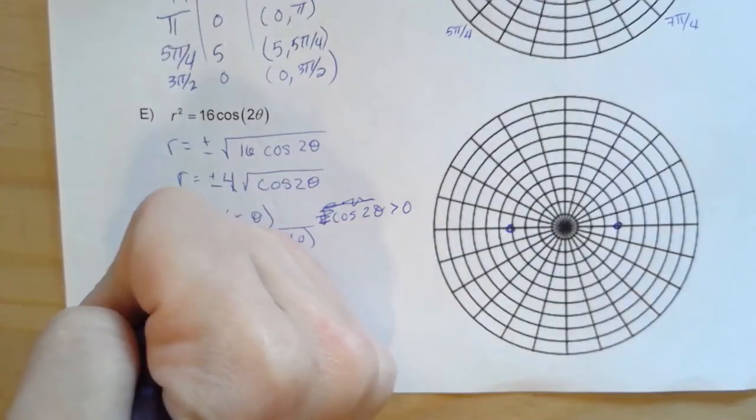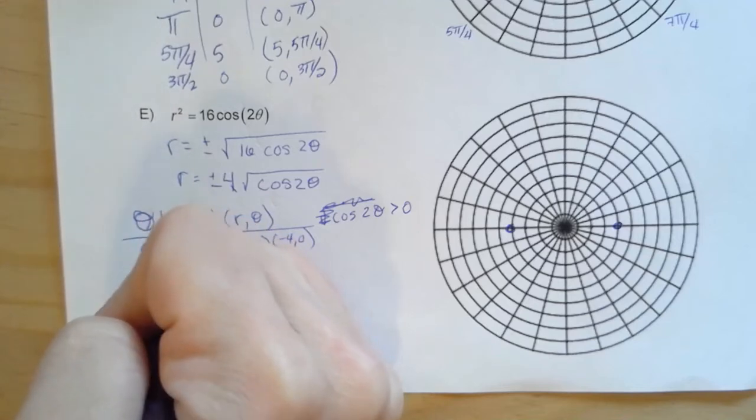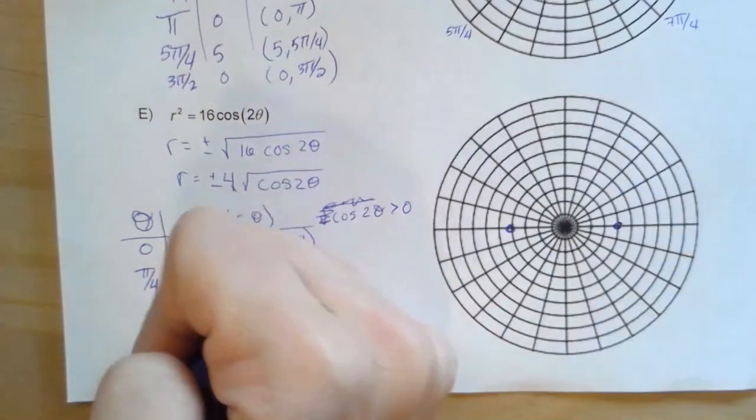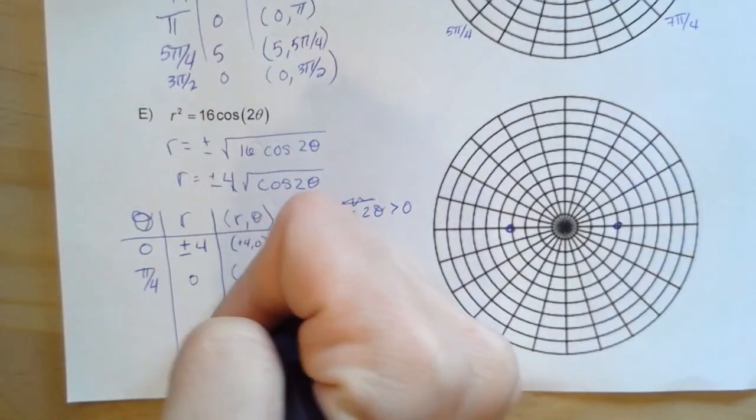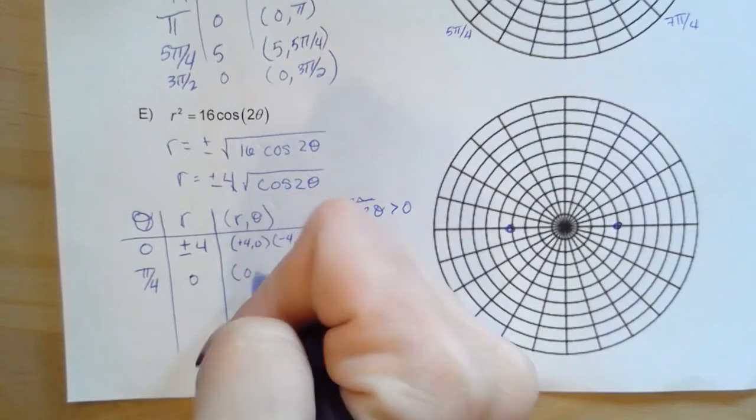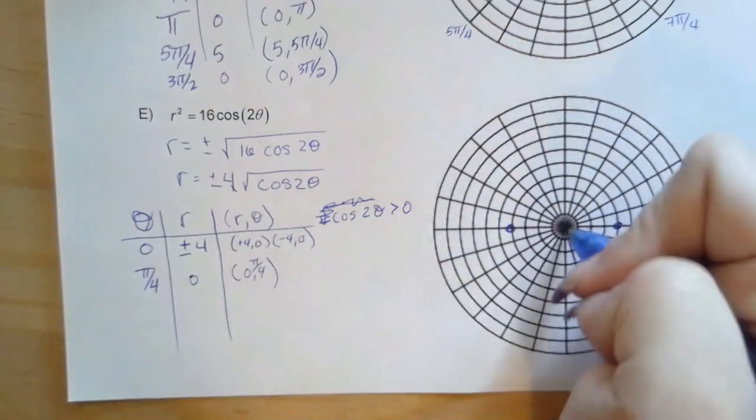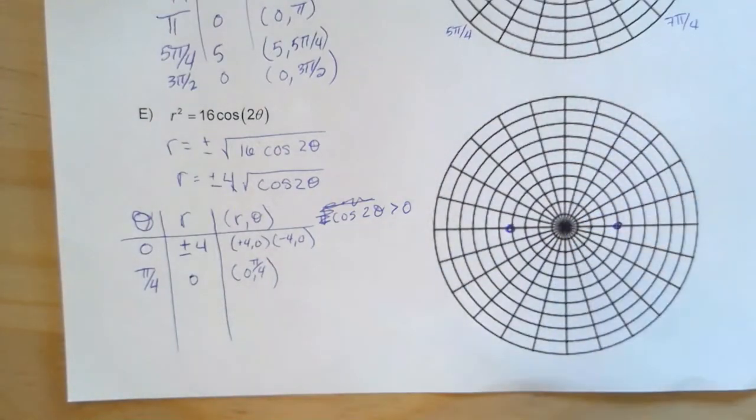Let's stick with our pi over 4s and see what happens there. So pi over 4 times 2 is pi over 2. Cosine of pi over 2 is 0. Square root of 0 is 0. 0 times 4 is 0. So at pi over 4, we're at 0. Okay, so we're back here. So we've got to figure out what happened in between that, alright?